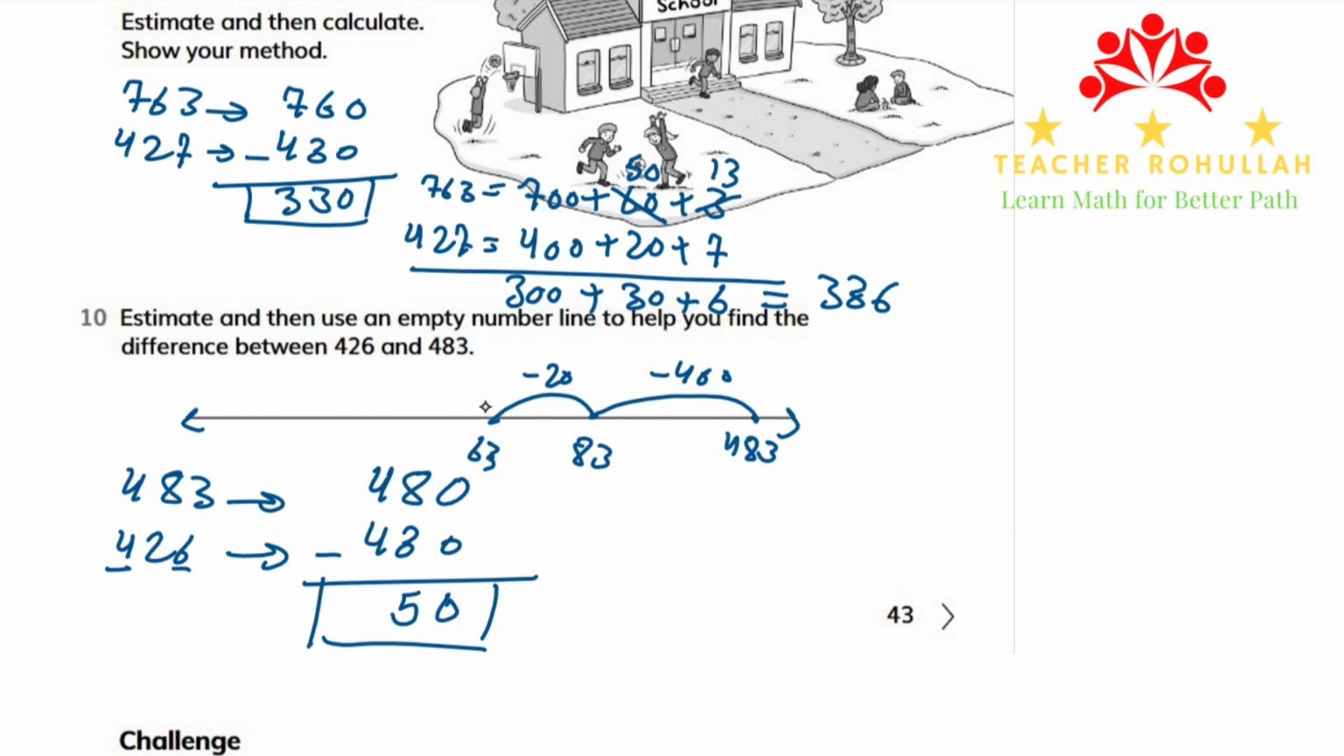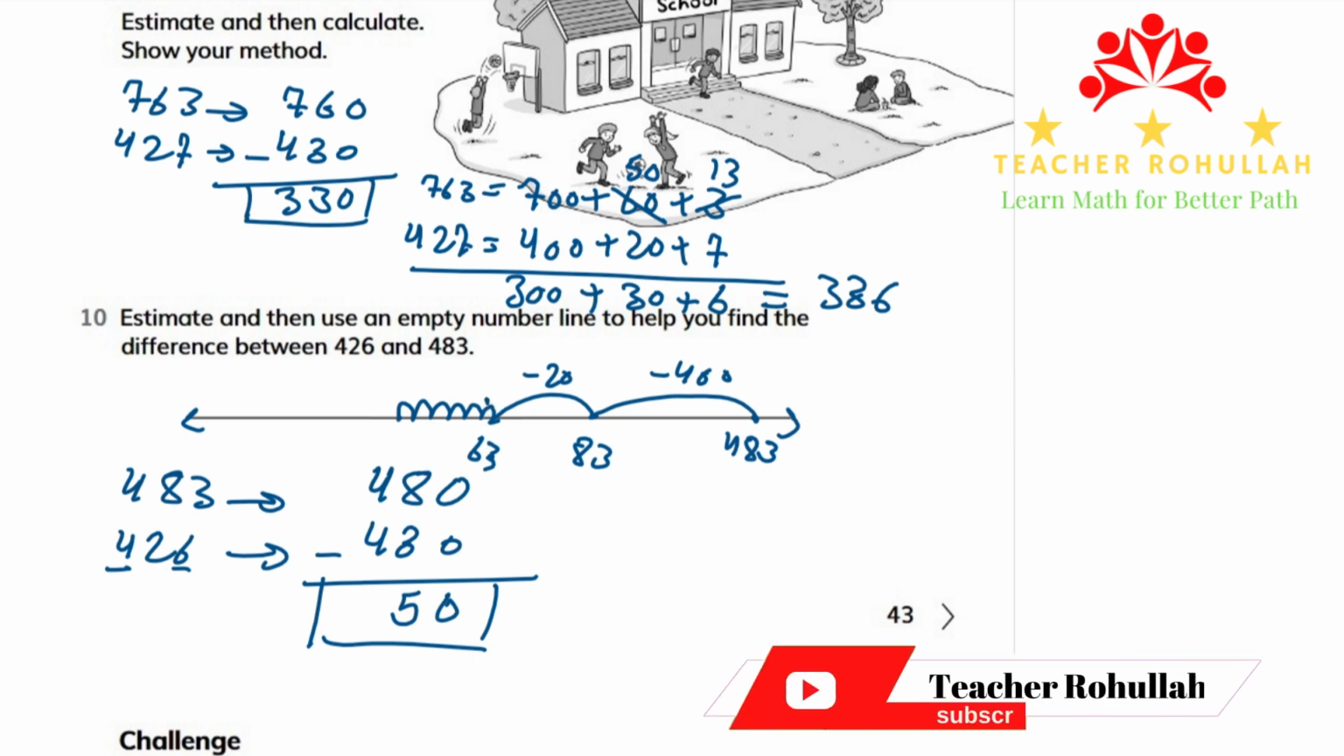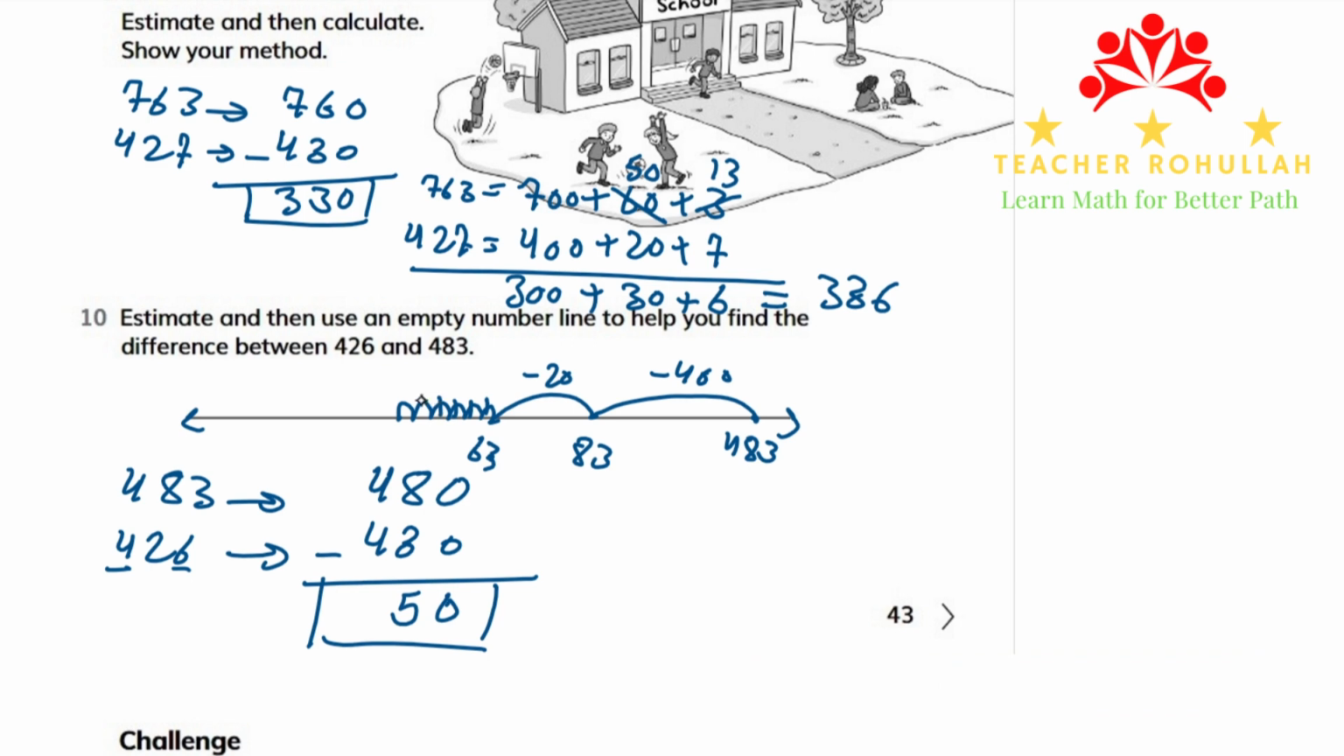so let me first count back. 1, 2, 3, 4, 5, 6. So 63 minus 1 is 62, 61, 60, 59, 58, 57. 57 means the difference between 483 and 426 is 57, which is close to the estimated number. Good, we are done with question number 10 also.